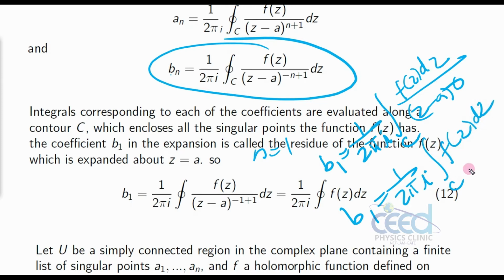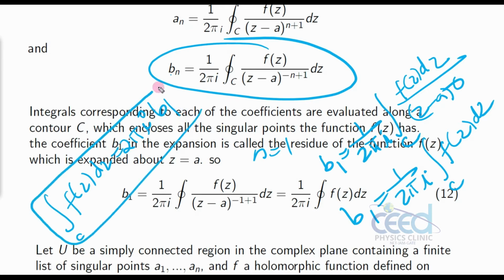Now see, from it I can write this closed integral f of z dz is equal to 2 pi i into b1, right? This is a very important equation because this b1 we can call the residue of f of z at z is equal to a. So once you know this residue, you can calculate the complex integration. It is very tedious to calculate the integral of complex functions otherwise.